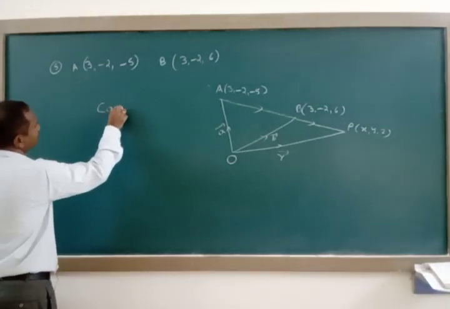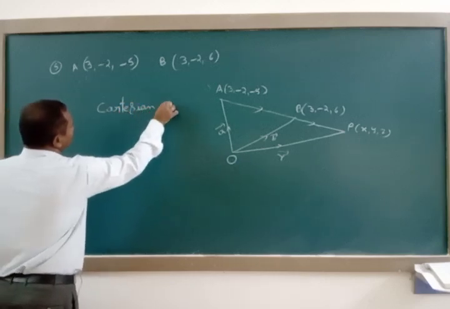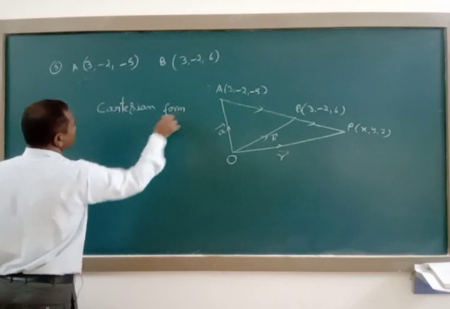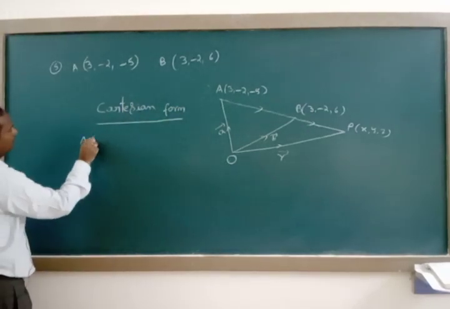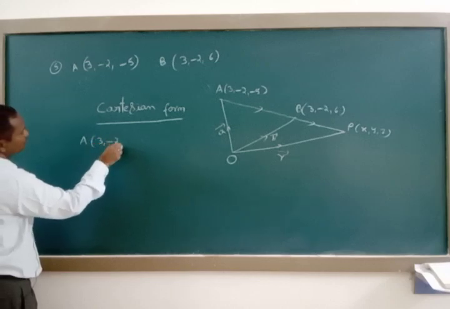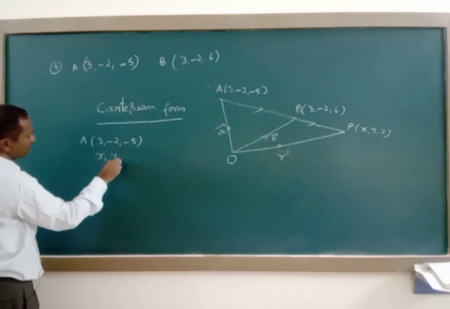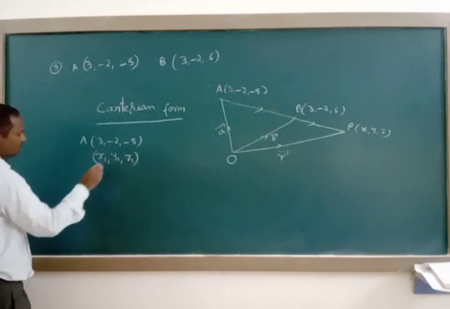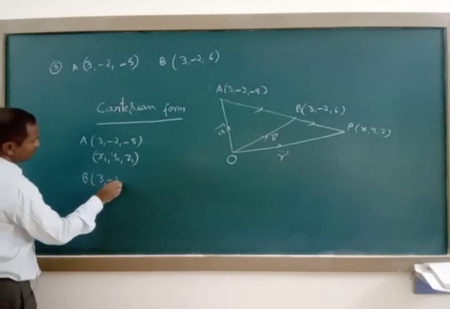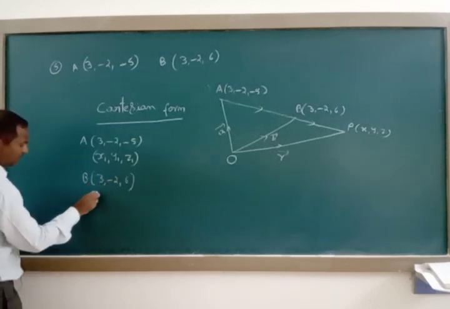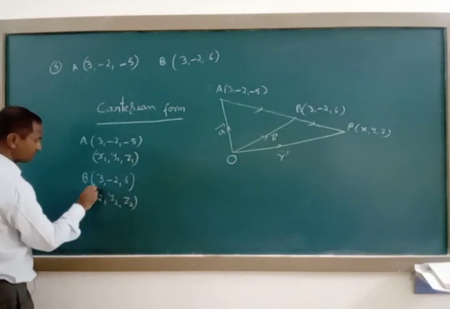Cartesian form. Of the given 2 points, capital A is (3, minus 2, minus 5), which we consider as x1, y1, z1. B is (3, minus 2, 6), which we consider as x2, y2, z2.